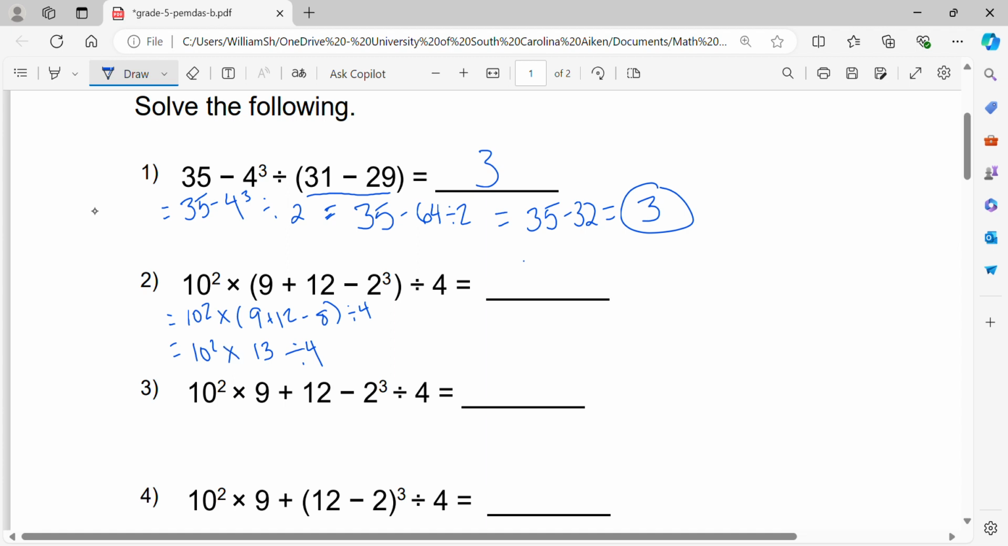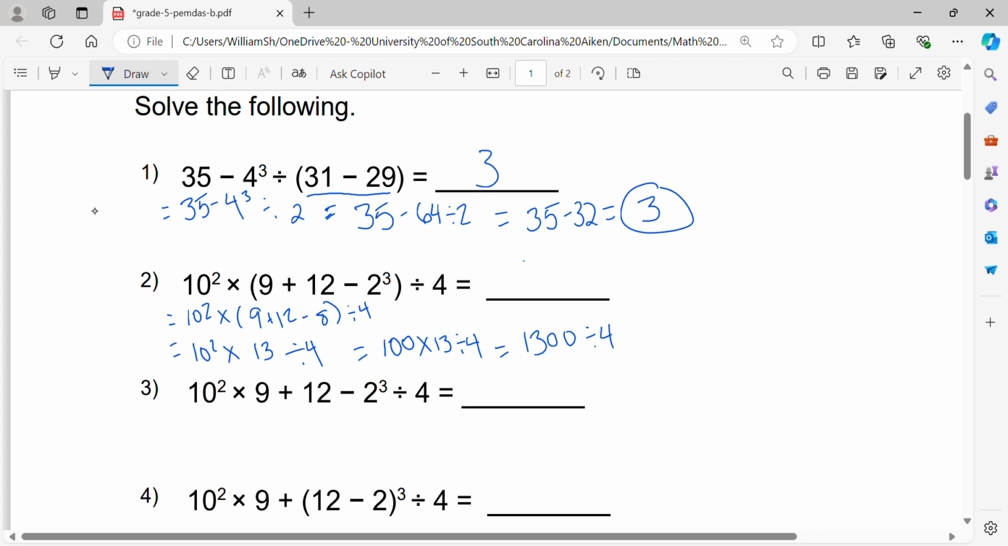Okay. Now, we also have this exponent that we have to work with next. So we're still doing order of operations. So I have 10 squared that I have to do next. 10 squared is 100, and then I have multiplication, this times 13, and then this division by 4. Now multiplication comes up next, and we're working left to right, so I'm doing 100 times 13 next, which is going to give me 1300. And then I need to divide that by 4.